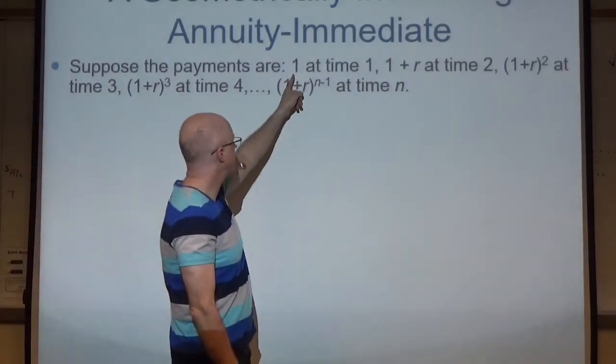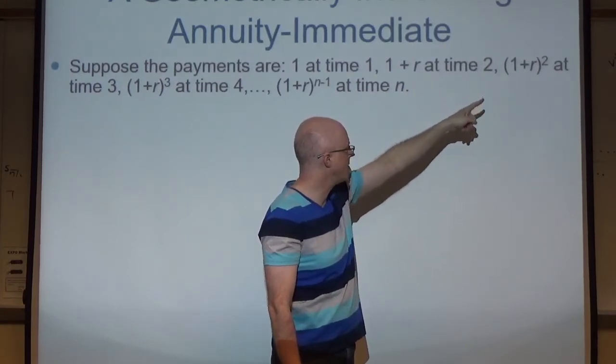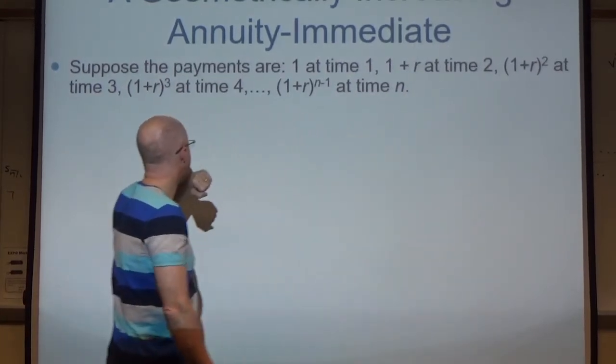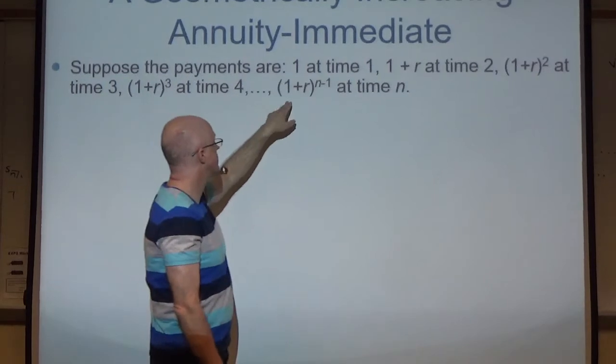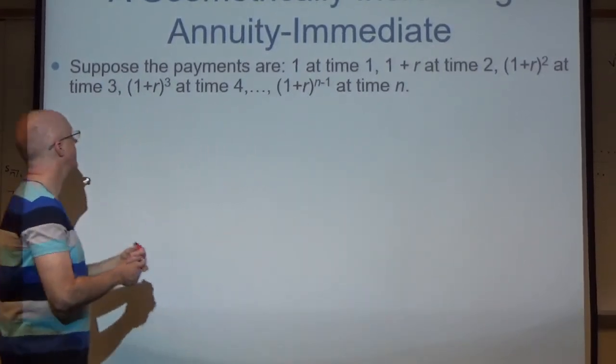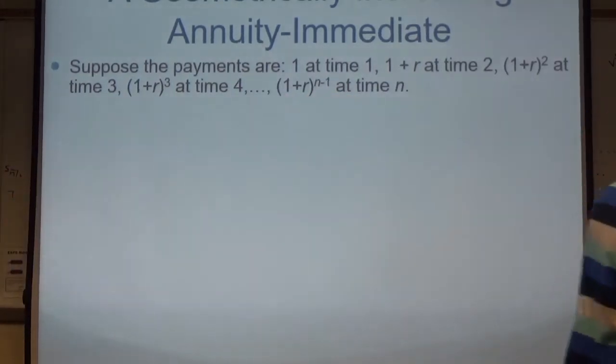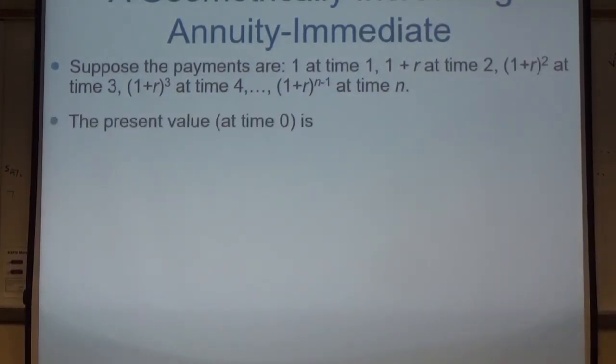So in the simplest case, we have a payment of 1 at time 1, a payment of 1 plus r at time 2, a payment of (1 plus r) squared at time 3, etc., through a payment of (1 plus r) to the n minus 1 at time n. We're wanting to find the future and present values of these things, all put together. You could draw a timeline, but I won't bother.